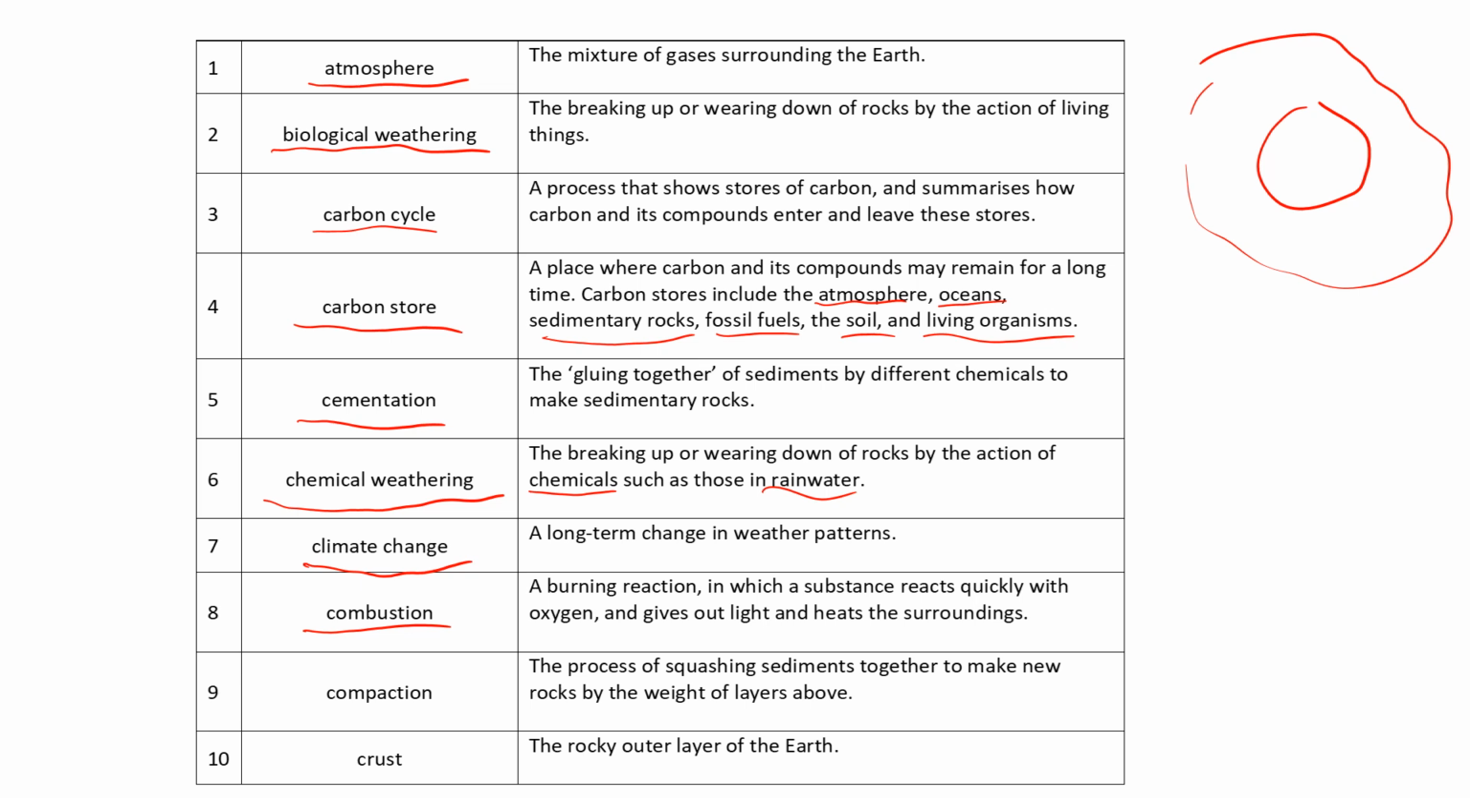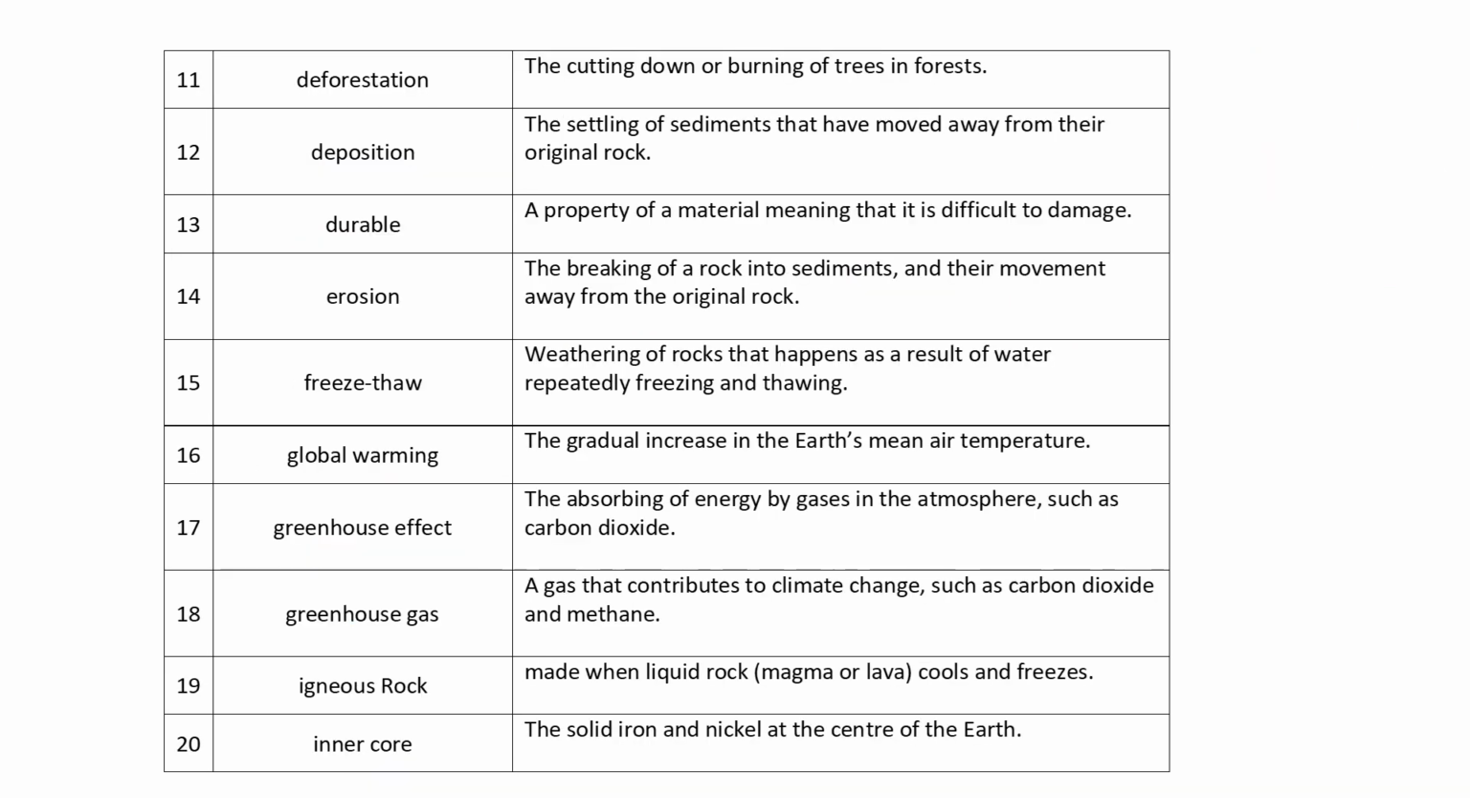The process of squashing sediments together to make new rocks. Squash, squash, squash by the weight above. Sediments landed at the bottom of the ocean. Compaction. The rocky outer layer of Earth is the crust. The cutting down or burning of trees in forests, deforestation, okay, the Amazon rainforest, happening all the time. The settling of sediments that have moved away from their original rock, deposition, right, so what they are is the rock is broken down, they've gone down in a river and they get deposited, deposition.